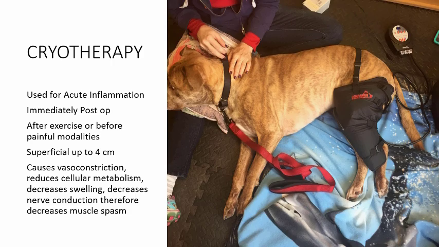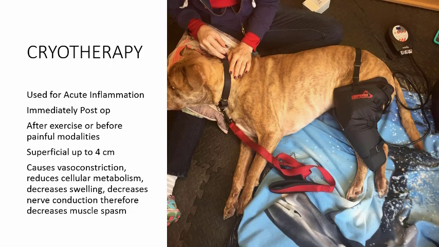There's ones called Game Ready and stuff, which are really used most commonly by surgeons post-cruciate surgery. But you can use it anywhere that the dog has a problem. You can ice a dog's back if it's having an issue with IVDD. But what we need to remember is that icing is really fairly superficial. Up to 4 centimeters, it's not going to be much deeper than that.